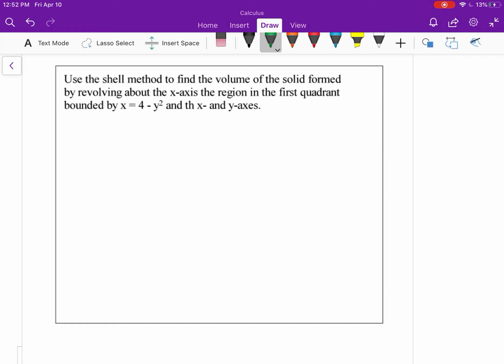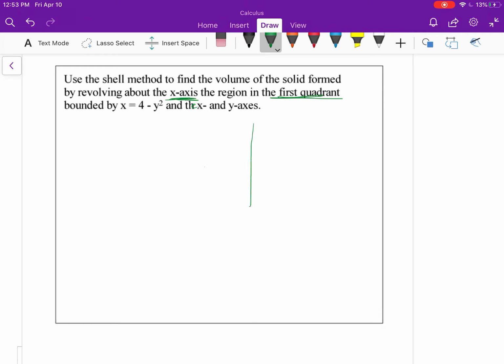All right. Probably increasing in difficulty a little bit here. Use the shell method to find the volume of a solid formed by revolving about the x-axis. So this time we're going about the x-axis, the region in the first quadrant, bounded by x equals 4 minus y squared and the x and y axes. So that should say the in there.